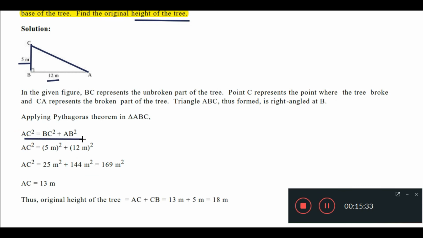See, AC square is equal to BC square plus BA square. AC is the hypotenuse, that's why we have written it on one side; BC is the perpendicular and BA is the base. Then put the values. BC is 5 meter, so 5 5 is 25, and BA is 12 meter, 12 12 is 144. The sum of these two is equal to 169 meter square, and 169 is the square of 13, so AC is 13 meter. Thus the original height of the tree is equal to 18 meter.